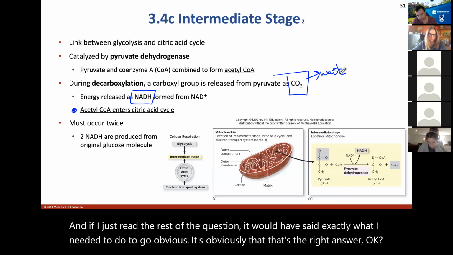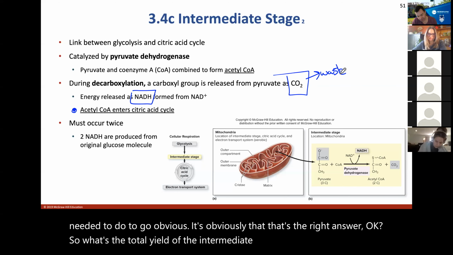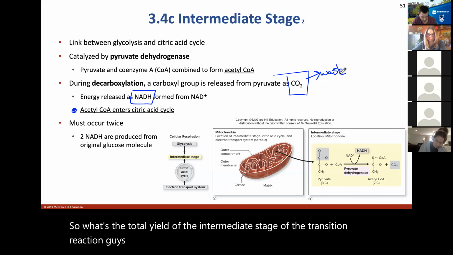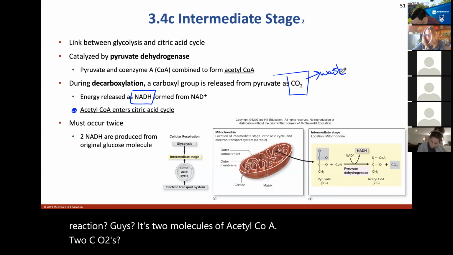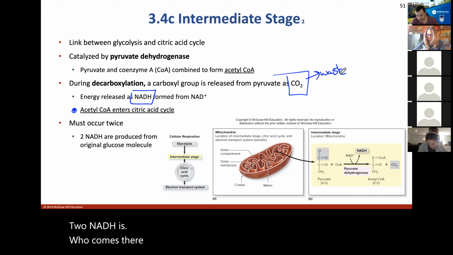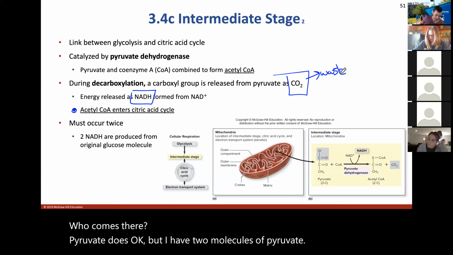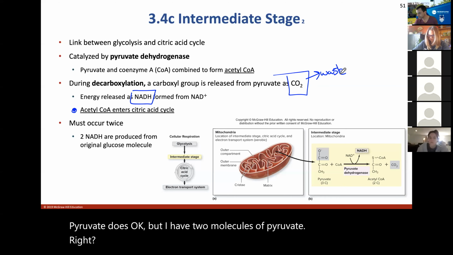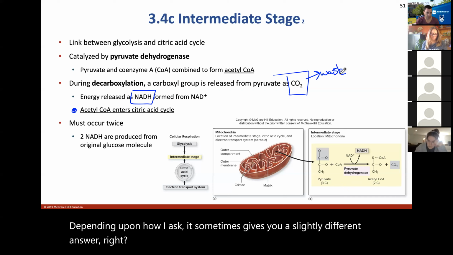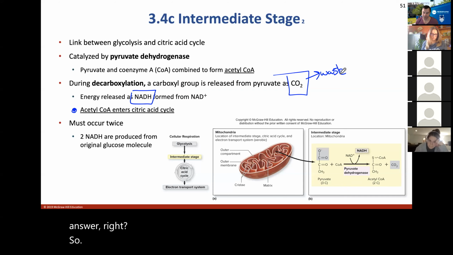It's obviously the right answer, okay? So what's the total yield of the intermediate stage or the transition reaction, guys? It's 2 molecules of acetyl-CoA, 2 CO2s, 2 NADHs. Who comes in there? Well, pyruvate does, okay? But I have 2 molecules of pyruvate, all right? Depending upon how I ask it sometimes gives you a slightly different answer, right? So what's the point of me saying all that stuff? For you to read the entire question, okay?